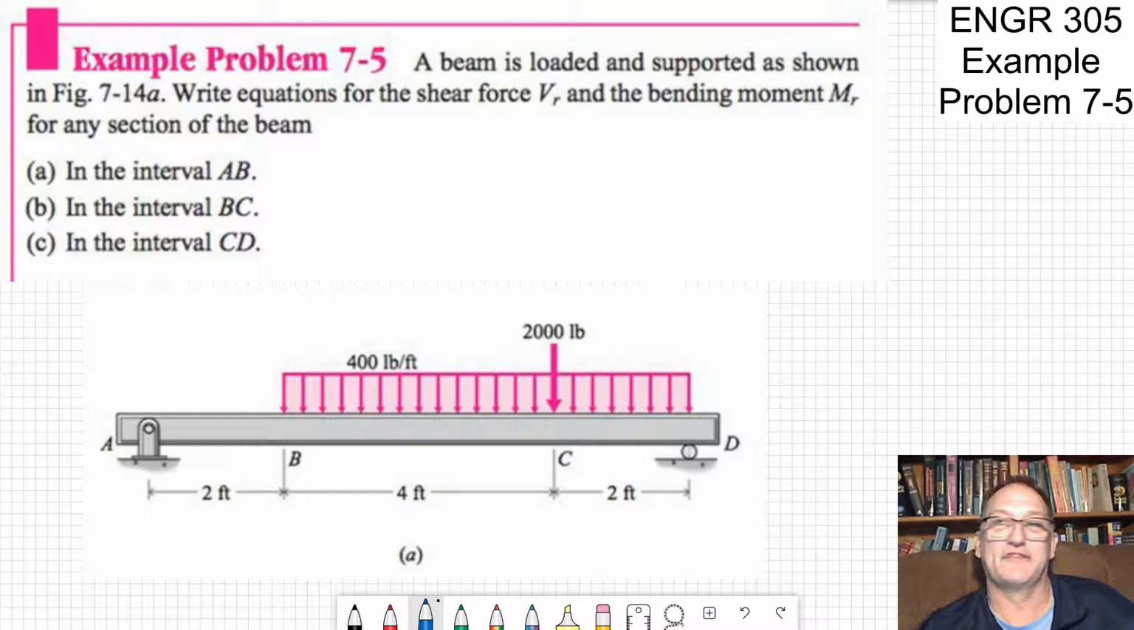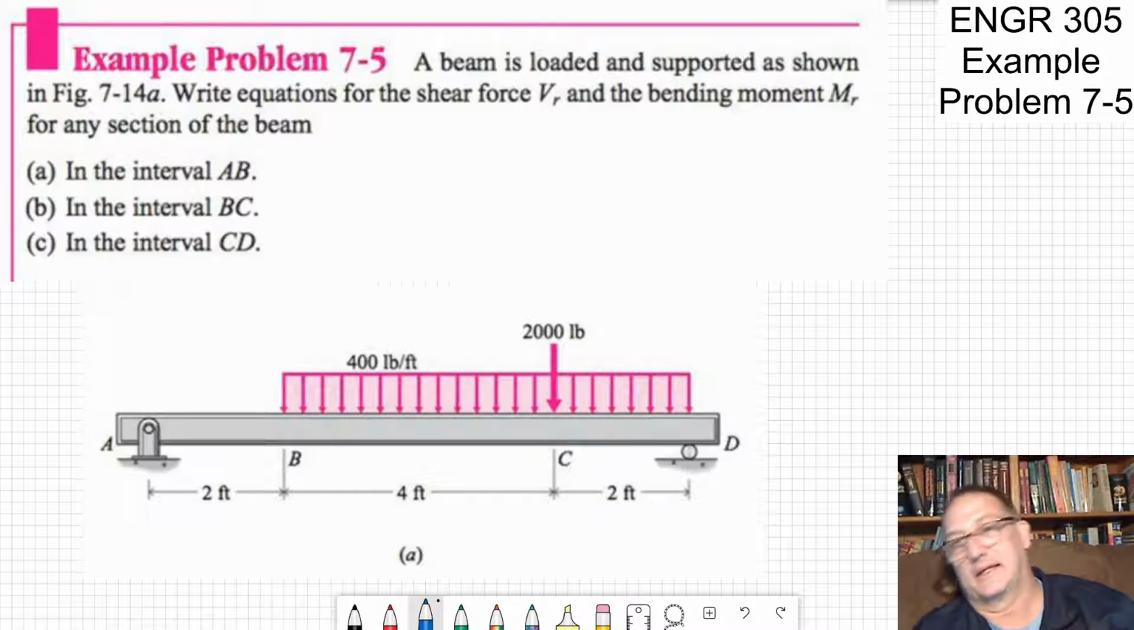Engineering 305, example problem 7.5. A beam is loaded and supported as shown. Actually, it's on the next page, but I copied it, so I got it both. Write the equations for shear force and the bending moment for any section of the beam.